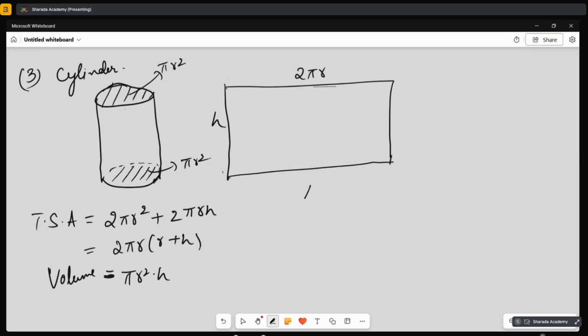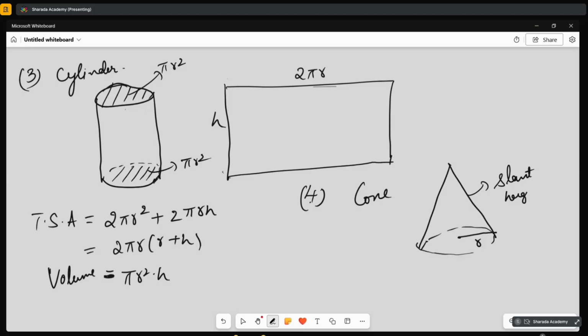Next, fourth one: cone. So cone will be an ice cream cone shape or whatever you consider here. What are the three distances we get? One is the radius, the other one is the slant height, and the third one is the height of the cone. Three things we will get here, right? So one is the slant height. What is the measurement?